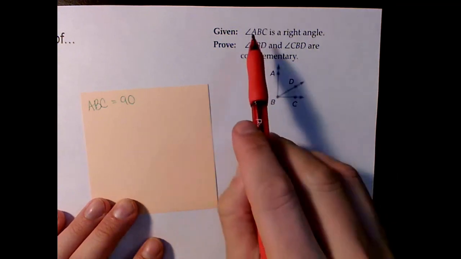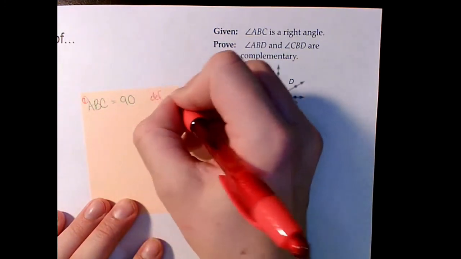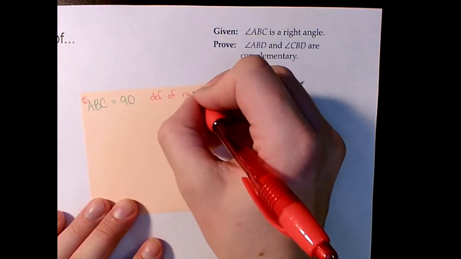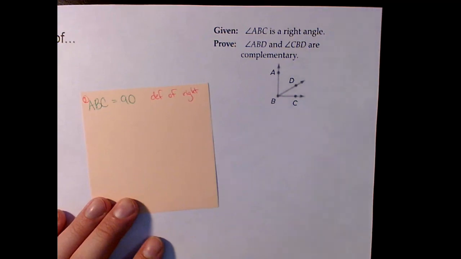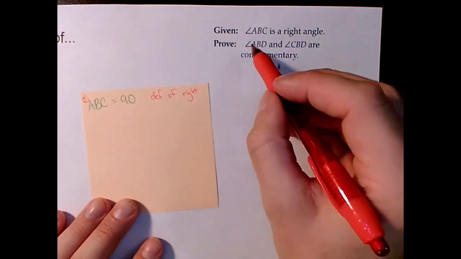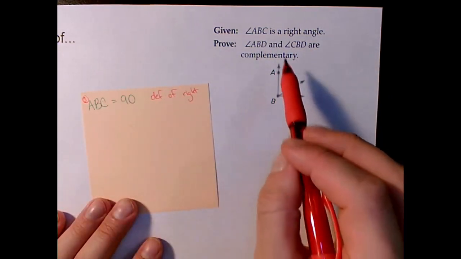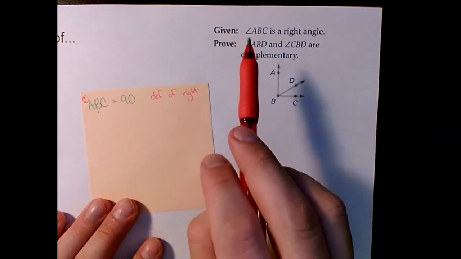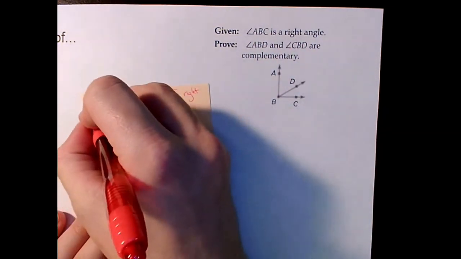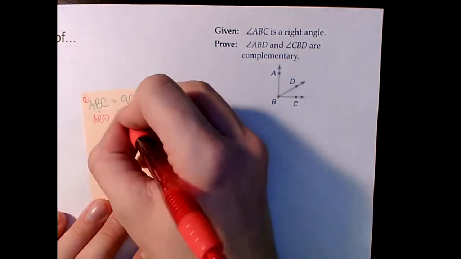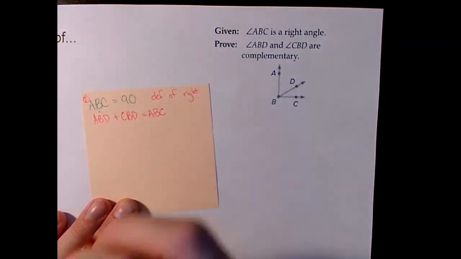So if this would be step 1, this would be step 2, and that's definition of right angle. Then, of course, I'd use the measure of angle. So I need to arrive at ABD and CBD. I have to find a way to connect ABD and CBD to this guy that I wrote up here. What you're always trying to do is see if you can build a connection between that guy and that guy. And the connection that I can build is ABD plus CBD equals ABC. And this is the angle addition postulate.